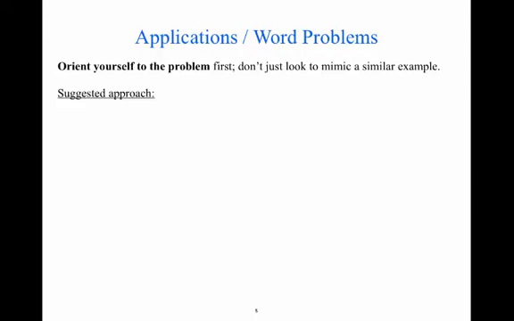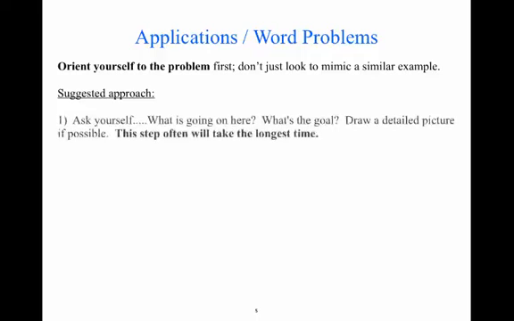Okay, so here's our suggested approach to this orientation process. First question is, ask yourself, what is going on here? Just step back. What's going on in the situation? What's the goal? Draw a picture. If it's something visual or geometric, draw a picture if possible. Okay? If you're really serious about this, this step could take the longest amount of time. Really orient yourself, asking yourself, what is going on in this situation?